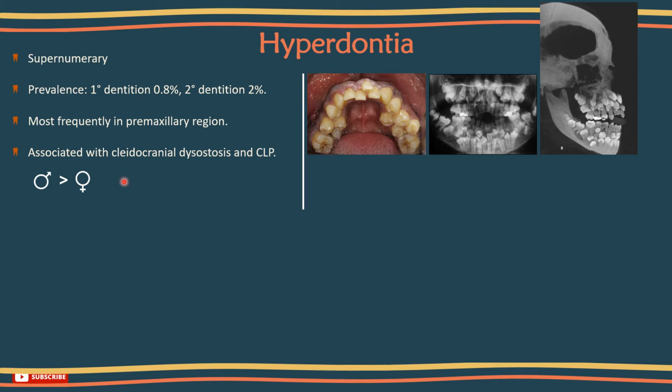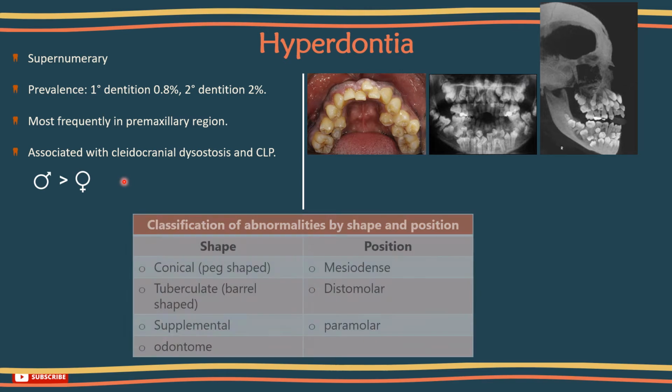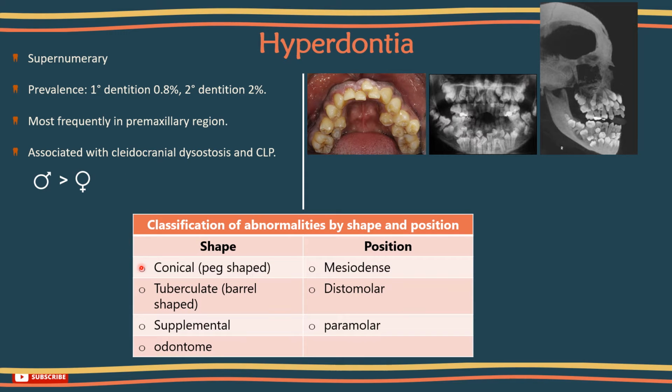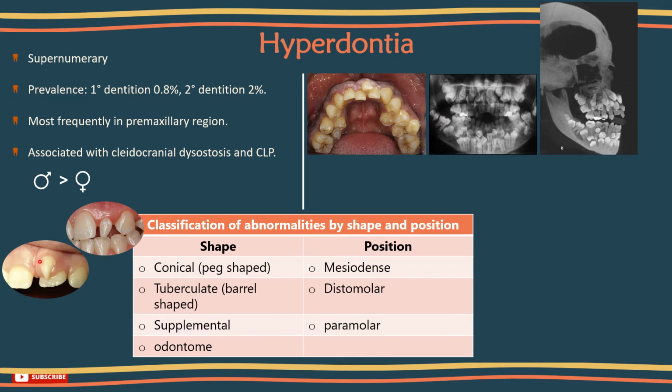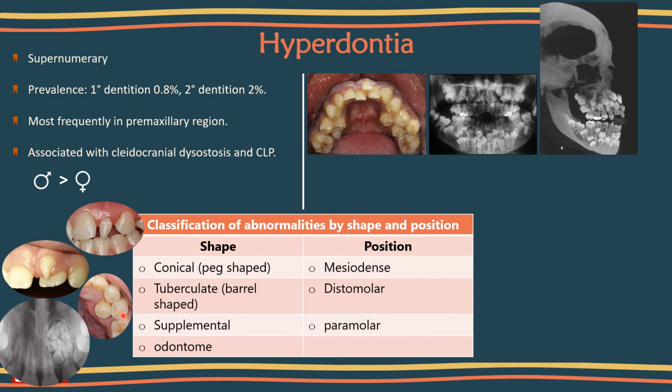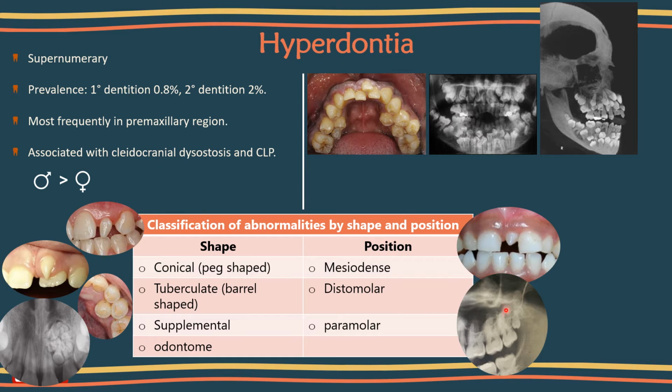Classification is either according to the shape or position and orientation. According to the shape, a supernumerary tooth could be conical or peg-shaped, tuberculate or barrel-shaped, supplemental that resembles the shape of the normal tooth, or odontome. According to the position, it is called mesiodense when present between the central incisors, distomolar when present distal to the third molar, and paramolar when situated buccally or palatally to one of the maxillary molars.